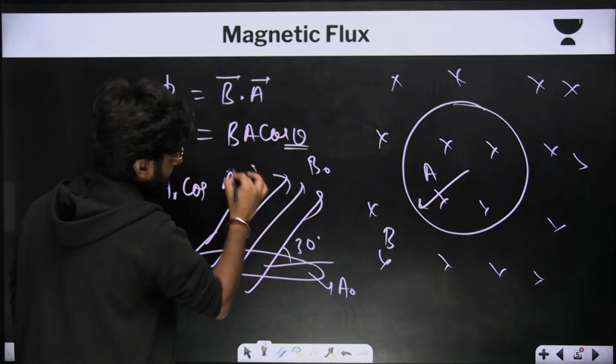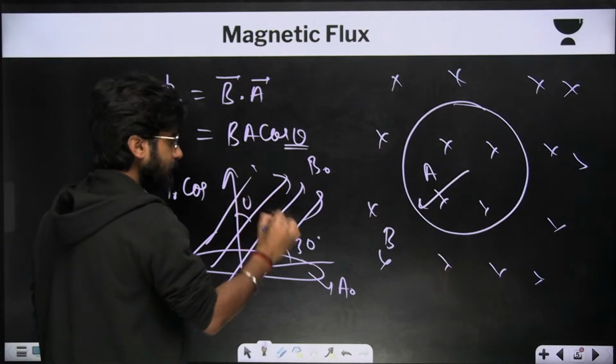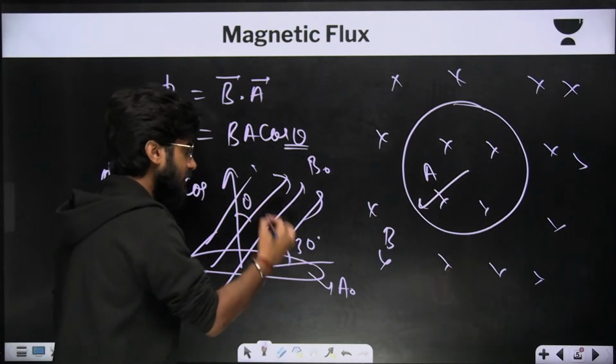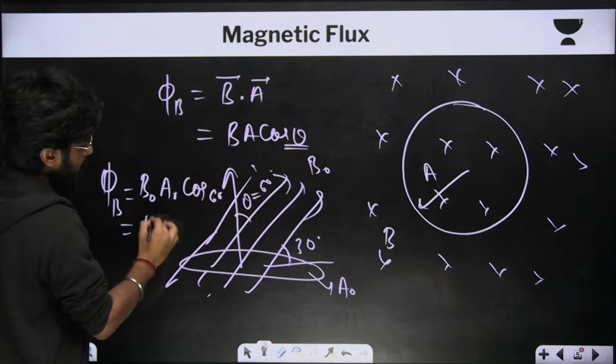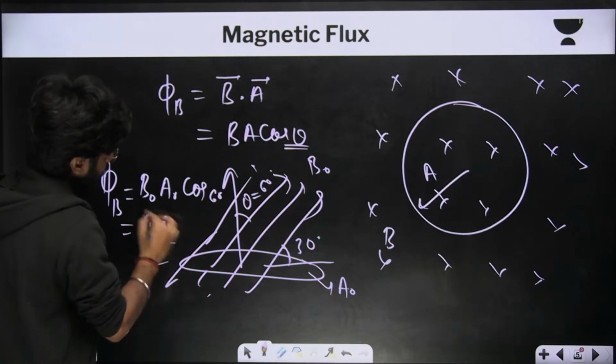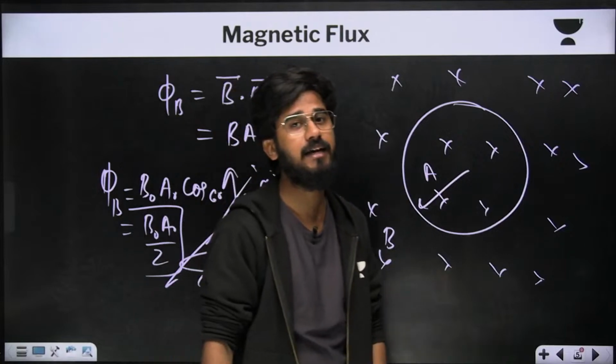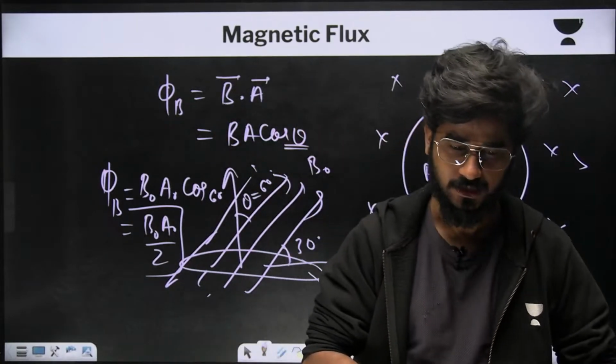Area vector is perpendicular to the surface. So this angle is theta. This angle is theta. So if this is 30 degree, this will be 60 degree. So cos 60. Cos 60 means 1 by 2. So this will be B naught A naught by 2. So keep this thing in mind, that theta is the angle between the magnetic field and area vector, right?